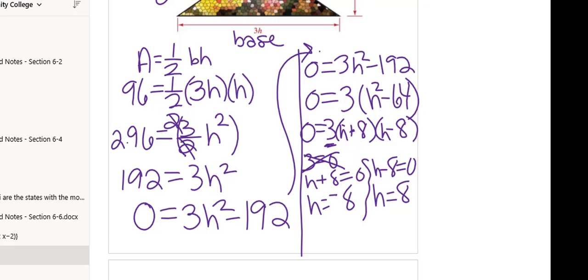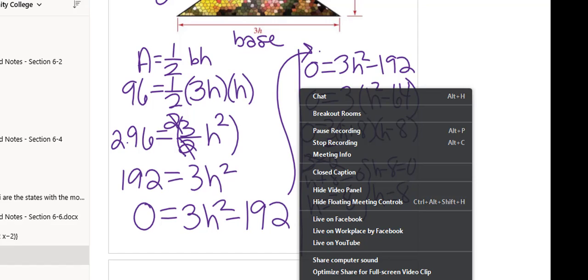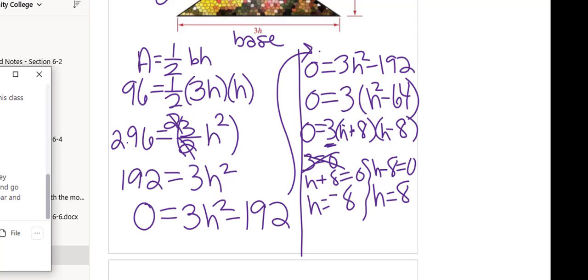Now, let's take a look in the chat. What are your thoughts on h equaling a negative 8? Does it make sense that the height of a triangle is negative 8? I would say no. It doesn't make sense at all. You don't have negative length of sides. So we know that h is equal to 8.